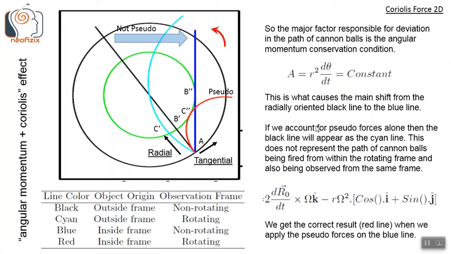If we account for pseudo forces alone, then the black line will appear as the cyan line. So if we were considering only those pseudo forces, this black line will appear as this cyan line, which is the wrong path. This is not observed. It does not represent the path of the cannonballs, because these paths are like the external objects, and cannonballs are being fired from within the rotating frame. So these are the pseudo terms, and we get the correct result, that is the red curve, when we apply these pseudo force terms on the blue line itself.